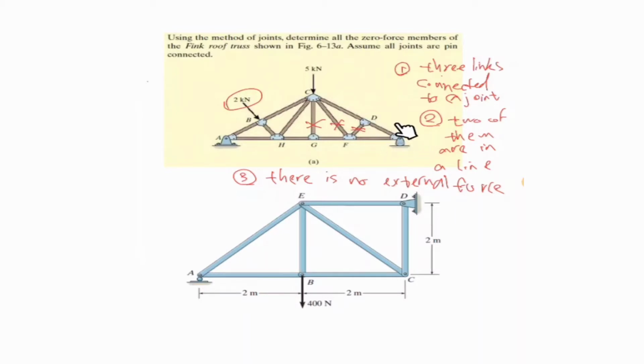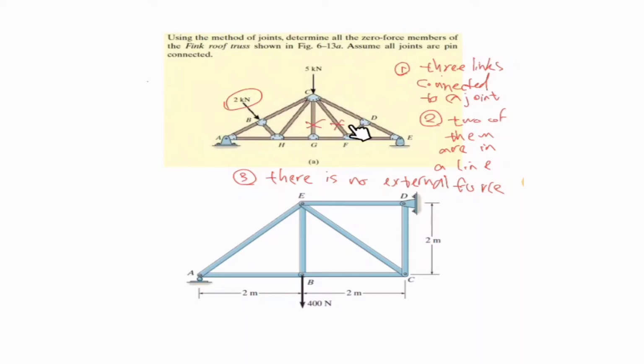D already gave us 1. E has 2 links. F, we did that actually. We removed this guy and F gave us this as a zero force member. G, this guy got 0. H, no, because it has 4 and we are pretty sure one of them is not 0 and we cannot calculate.